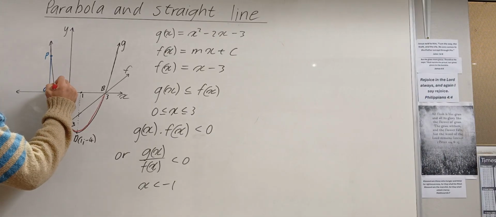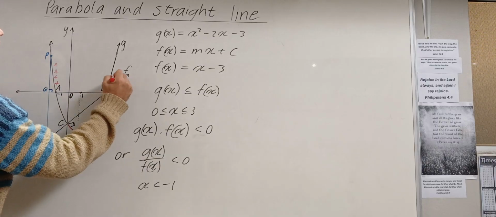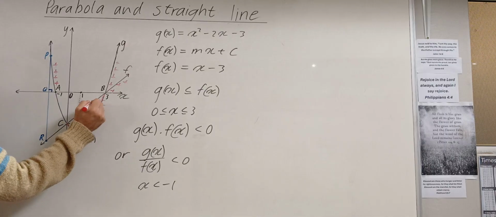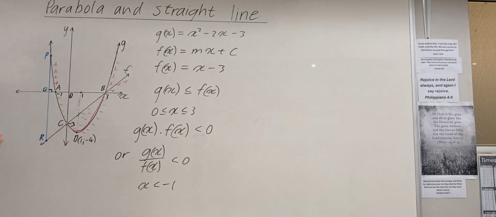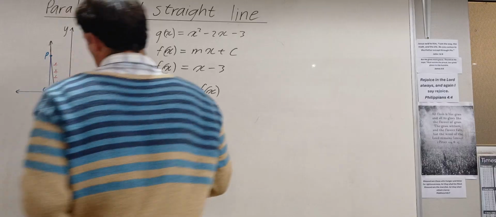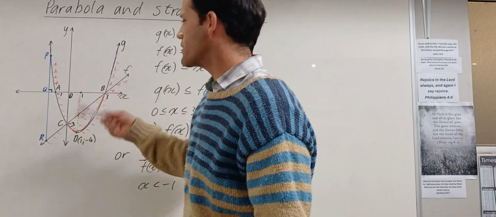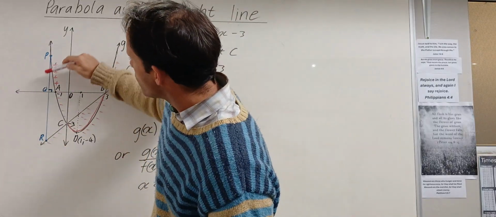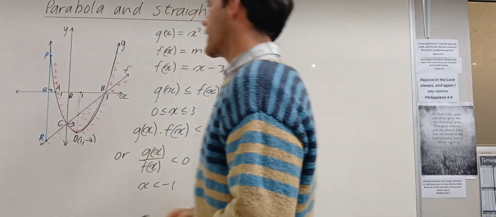You can put in your signs: positive, positive, positive. They're both positive there. Here they're both negative. And now you just check anywhere. At 1, negative for this one, negative for this one. Negative times negative is positive. So now once I go past negative 1 back, I'm going to get a positive times a negative, and that will give me a negative. So the answer is just x must be smaller than negative 1.